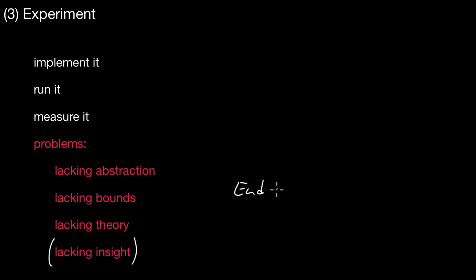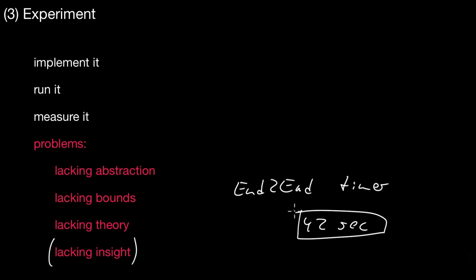So you run it and get end-to-end times, and then you say, whatever, your algorithm takes 42 seconds. But that doesn't explain yet what the algorithm does internally. So just having an end-to-end time is typically not so great. You want to see the components.